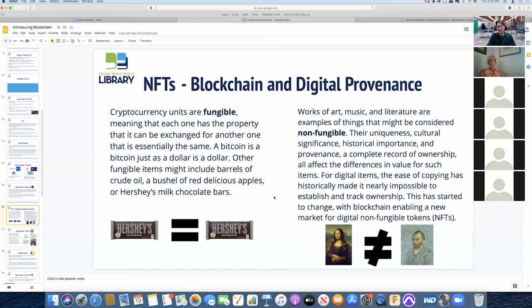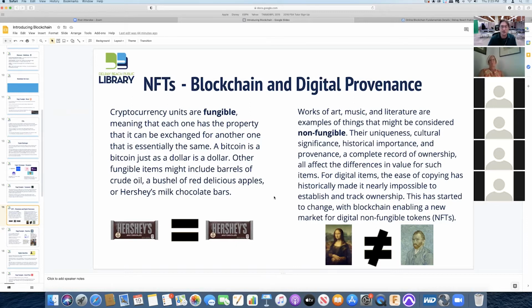NFTs. NFTs are sort of a new fad with the blockchain and crypto community. It's one of my favorite concepts personally. NFT stands for non-fungible token. So we're going to talk about fungibility and what that is real quick, and the idea of sort of digital provenance enabled by blockchain. Cryptocurrency units are fungible, meaning that each one has the property that it can be exchanged for another one that is essentially the same. A Bitcoin is a Bitcoin, just as a dollar is a dollar.